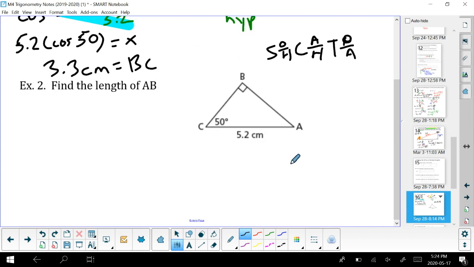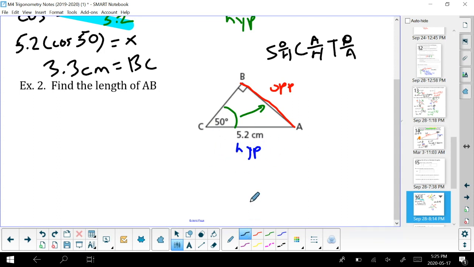For this next question, we're going to try to find the length of AB, so it's going to be this side right here. Let's start off with our reference angle, which is the 50 degrees. That means that directly across will be my opposite side. This 5.2 ends up being my hypotenuse, again, because I'm directly across from that right angle. Now, I don't really care too much about the adjacent side here, again, because we're trying to find the opposite side and we're already given the hypotenuse.